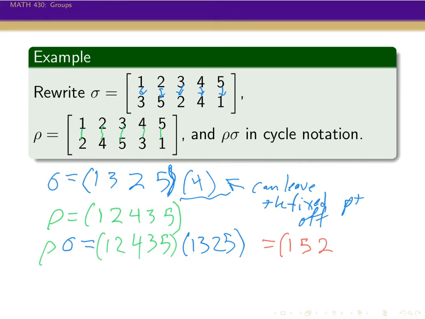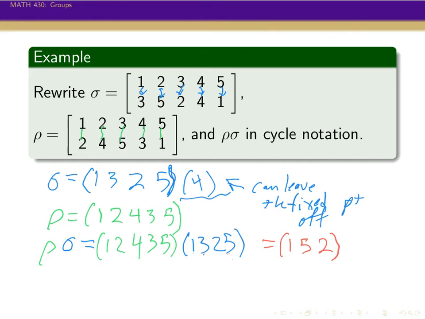Now let's focus on 2. In sigma, 2 goes to 5, and then in rho, 5 gets sent back to 1. And so, since 1 was the first number in the cycle, we close this off. And so, our new permutation, rho sigma, has a cycle where 1 goes to 5, goes to 2, and then 2 goes back to 1. Now, what numbers haven't we done yet? We haven't done 3 or 4, so let's focus on them.